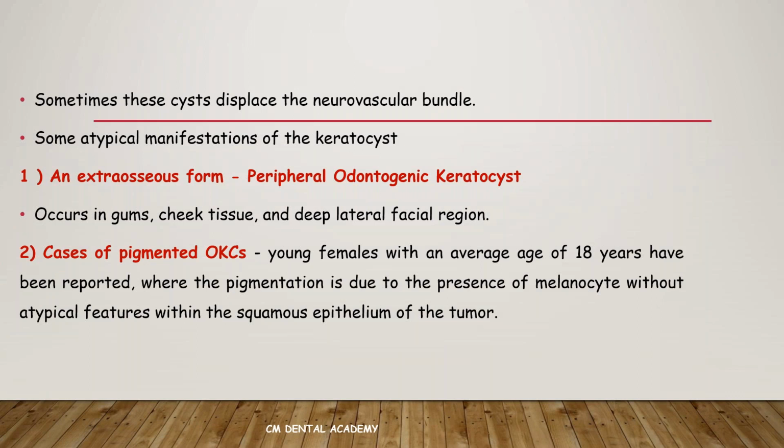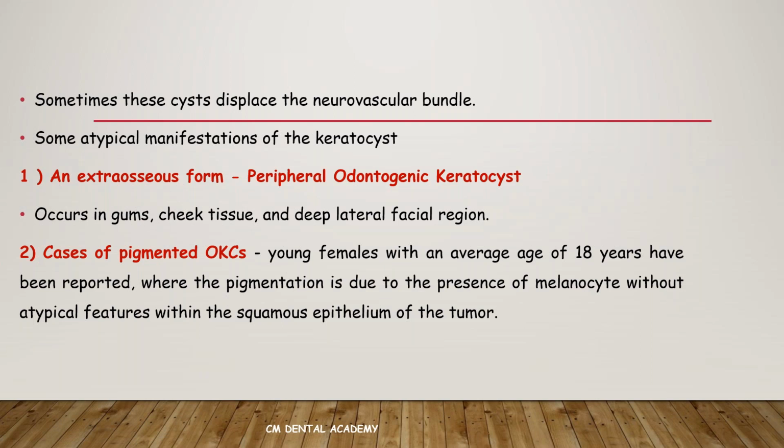Some atypical manifestations of the keratocyst. Other than these typical clinical and radiographic features, the odontogenic keratocyst shows some atypical manifestations such as an extra osseous form, which occurs outside the jaw, involving the soft tissues. It is called peripheral odontogenic keratocyst. It occurs mainly in gums, cheek tissue, and the deep lateral facial region.